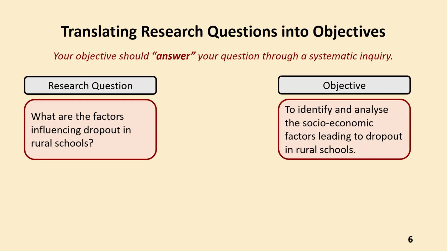Research question: what are the factors influencing dropout in rural schools? It's a general but simple research question that a researcher may have. Objective: to identify and analyze the socio-economic factors leading to dropout in rural schools. Here, one interesting thing that I would like to highlight is that when you are framing a research question, you are not addressing many issues at a time. You are taking one single issue: what are the factors influencing dropout in rural schools.